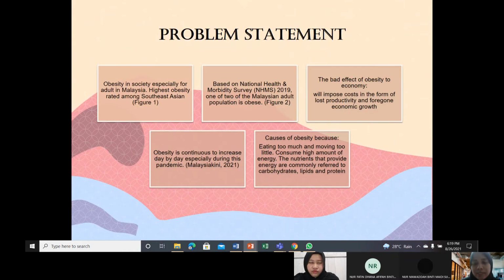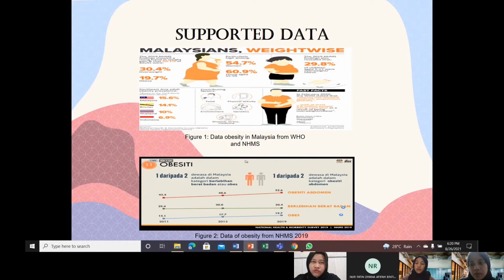The bad effect of obesity on the economy is that it imposes costs in the form of lost productivity and foregone economic growth. Lost productivity is like being lazy to work or lazy to move. Obesity continues to increase day by day, especially during this COVID-19 pandemic when most people stay at home and do not do any activity. The cause of obesity is eating too much and moving too little, consuming a high amount of energy. The nutrients that provide energy are commonly referred to as carbohydrate, lipid, and protein. And this is the supporting data for the problem statement. That's all.